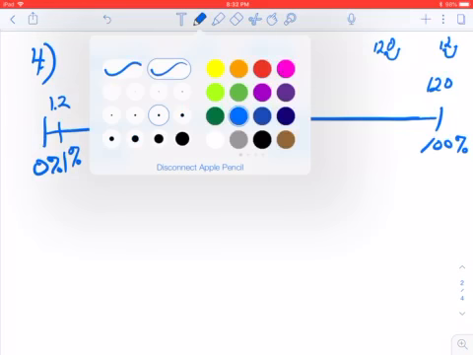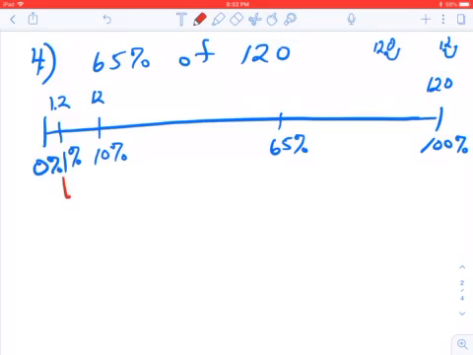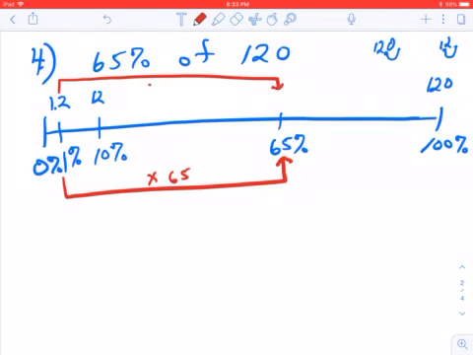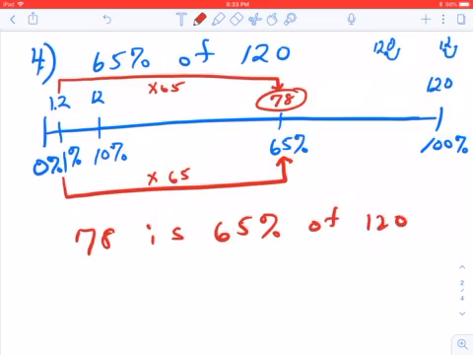Change colors. Okay, so if we're going to go from 1% to 65%, what do we need to multiply by? Multiply by 65. We're going to do the same thing here. 1.2 times 65. Go ahead and work that out on your calculator. 1.2 times 65 comes out to 78. So 78 is 65% of 120. Okay. Last one.